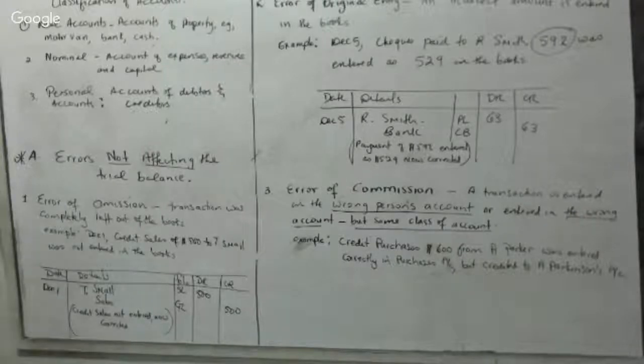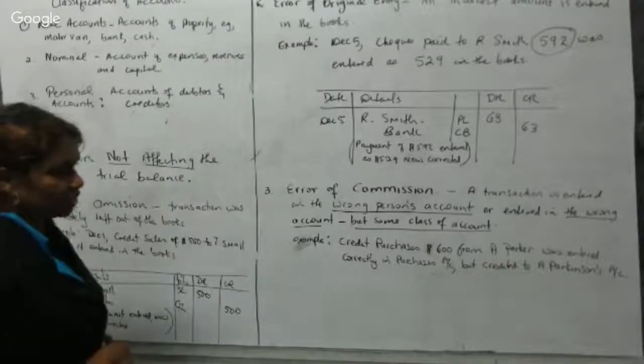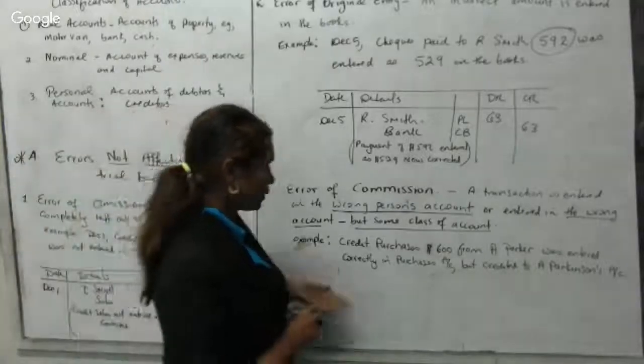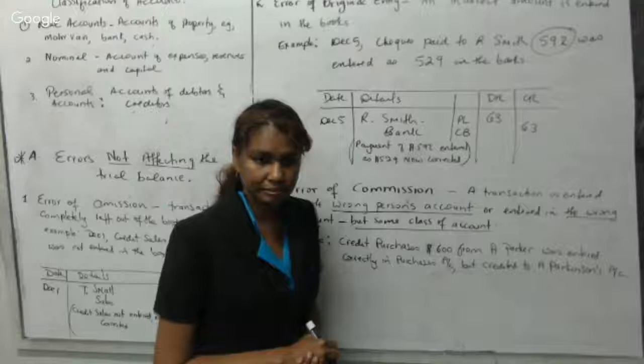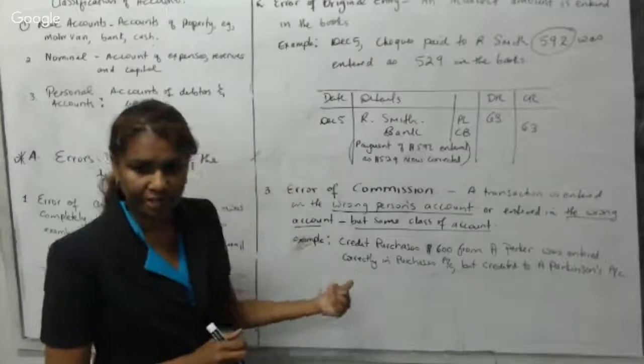So credit purchases of $600 from A. Parker was entered correctly in the purchases account, but credited to A. Parkinson's account. Now the mistake that we sometimes make with an error like this is that we correct the accounts that don't need to be corrected. Which account does not need to be corrected here?